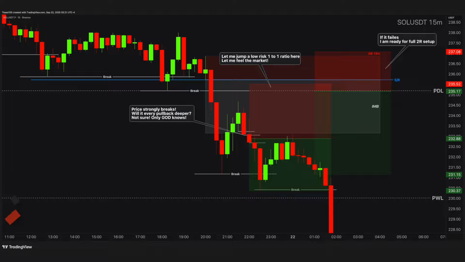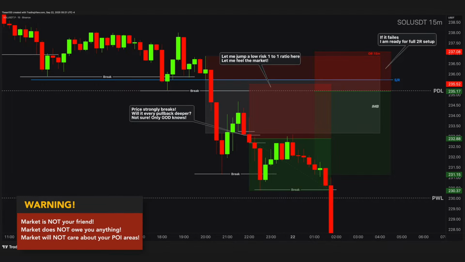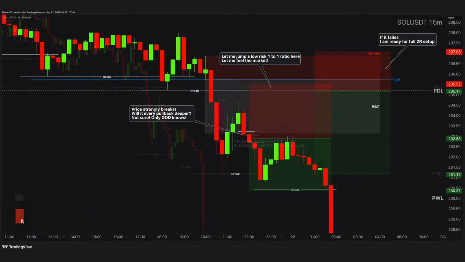You see, the market is not always gonna give you the exact perfect entry you want. Market does not owe us anything. It can do whatever it wants and whenever it wants. And that is something we all need to accept.